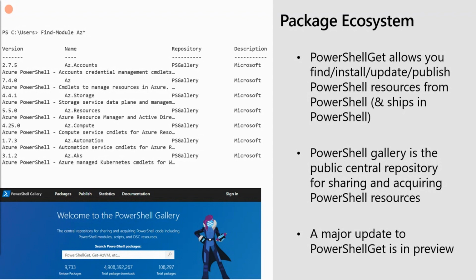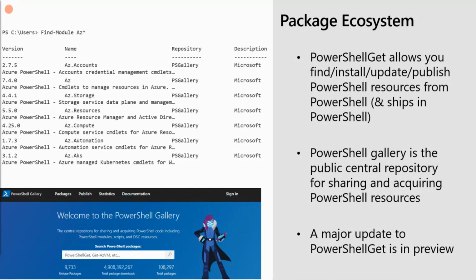So first is PowerShellGet. PowerShellGet is a module. It ships in-box in PowerShell. The first time it shipped in PowerShell was PowerShell 3.0. And it's a module that allows you to find, install, update, and publish PowerShell resources right from inside of PowerShell. So you might have used the command Find-Module or Find-Script before. Here I have an example, Find-Module Az with the wildcard, and you can see it starts to list out all of the Az modules.